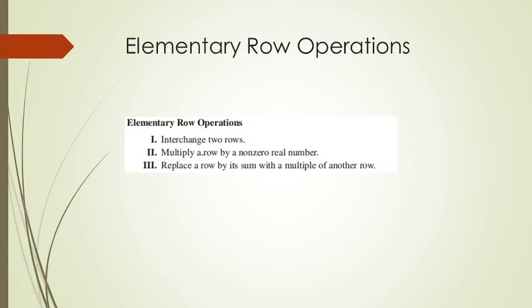Number two, multiply a row by a non-zero real number. We did that in the previous example, where we multiplied by 2, multiplied by 3 for the first equation, or multiplied by 1/7 for another equation. Number three, replace a row by its sum with a multiple of another row. We also did that: for the third equation, minus the second equation multiplied by 1/7 to replace row 3. So those elementary row operations will transform the original system into an equivalent strict triangle system, which makes it easy to solve the linear system.